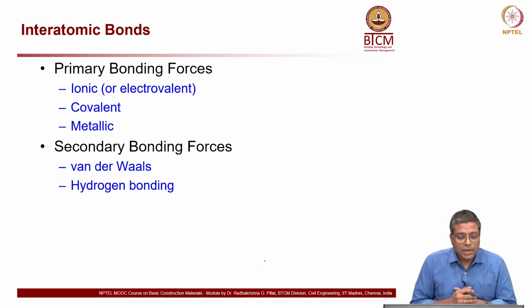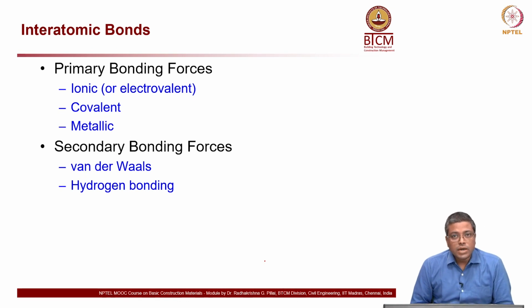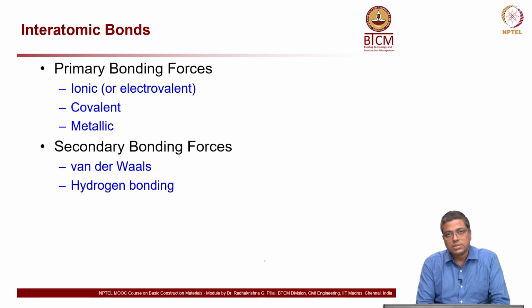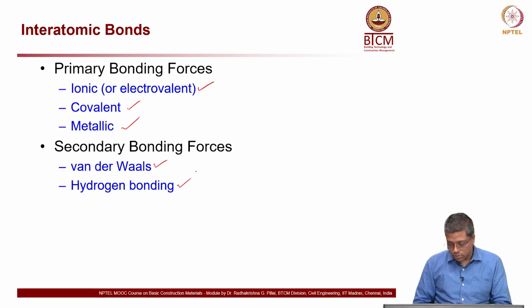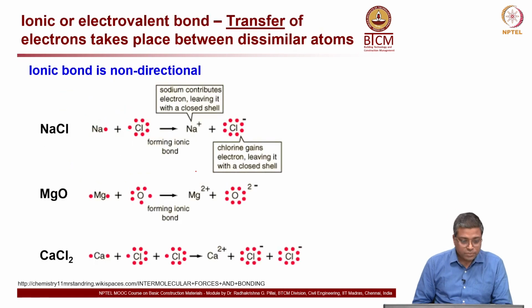Now, let us look at interatomic bonds. There are different types of bonds, two classifications: primary and secondary. In primary, there are ionic, covalent and metallic bonds, and in secondary, van der Waals and hydrogen bond. Okay, so, we will just very briefly go through these also today.